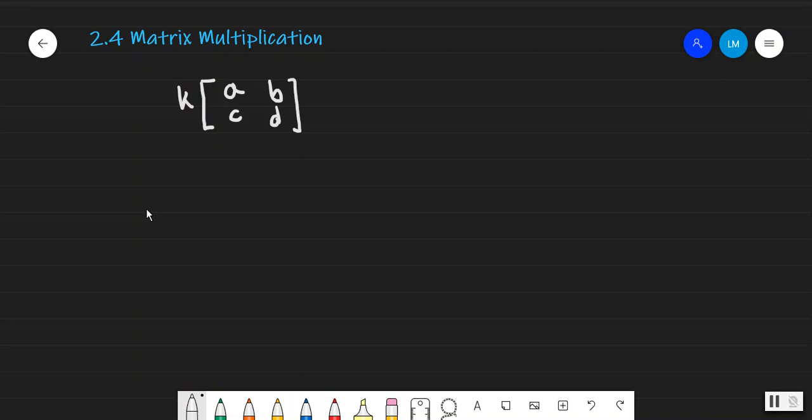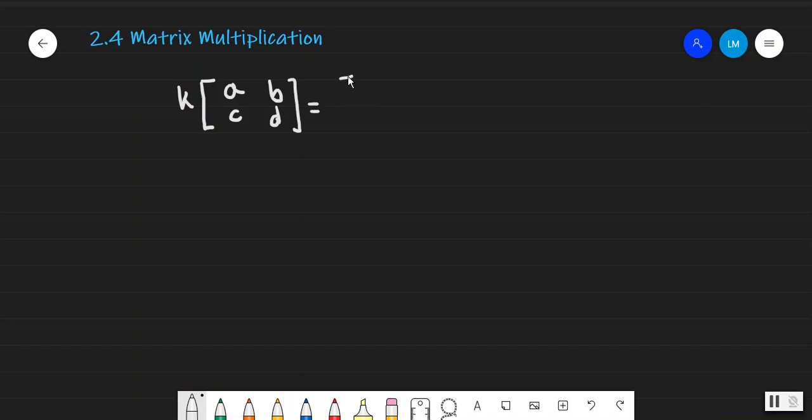Hello, in this section I'm going to look at matrix multiplication. So you've already looked at different types of operations on matrices such as addition, subtraction, and even looked at different types of matrices like square, row, column, etc. Now here I start with a simple problem where I have k times a matrix. So basically this defines what we call scalar multiplication.